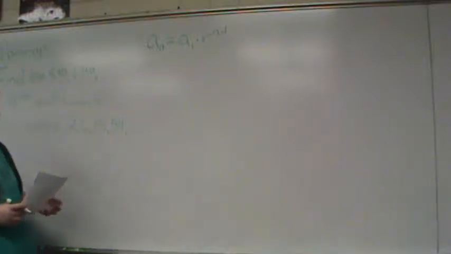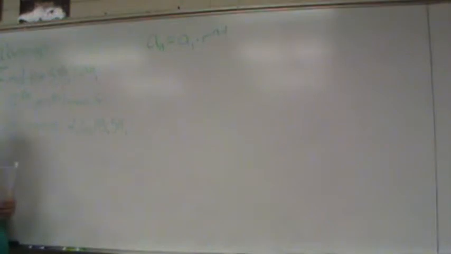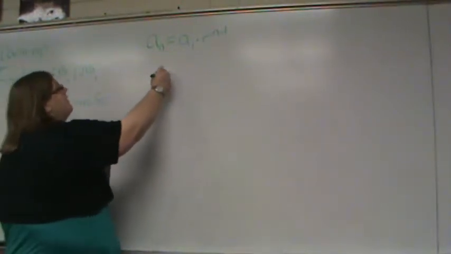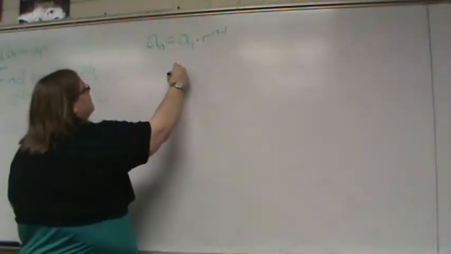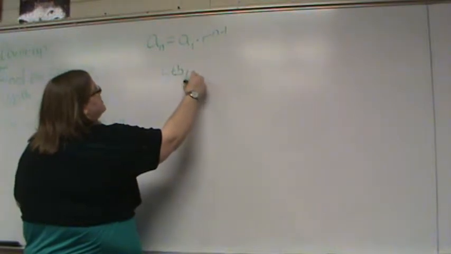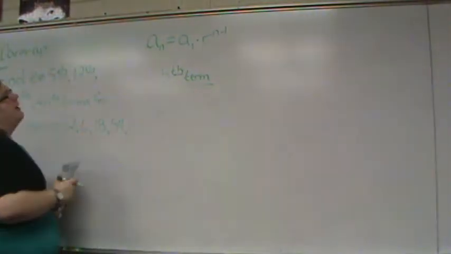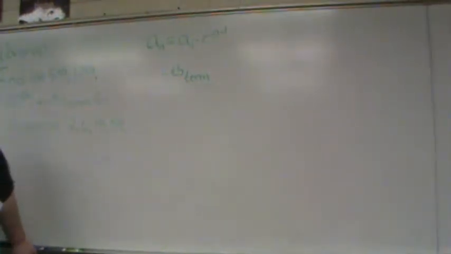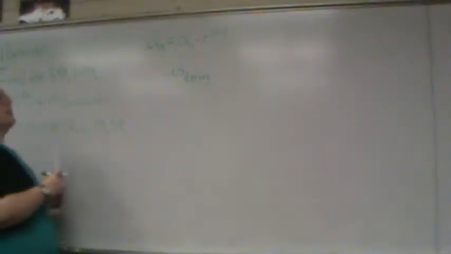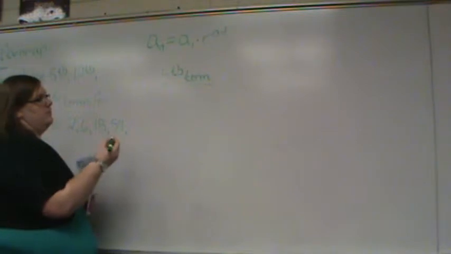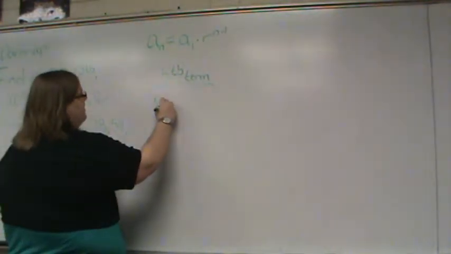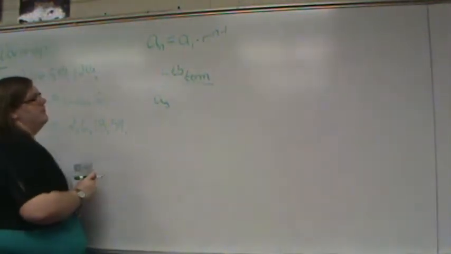All right, so looking at the warm-up, we need to find the 5th, the 12th, the 100th, and the nth terms. If we're looking for the 5th term in our sequence, we're going to use this formula, right? So what numbers are we going to plug into this formula? So we're looking for a sub 5, the 5th term.